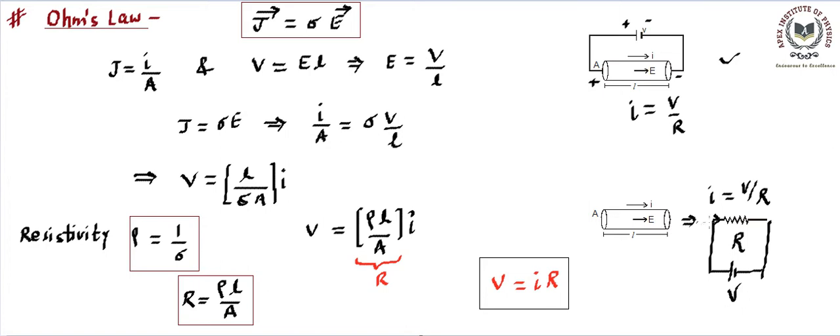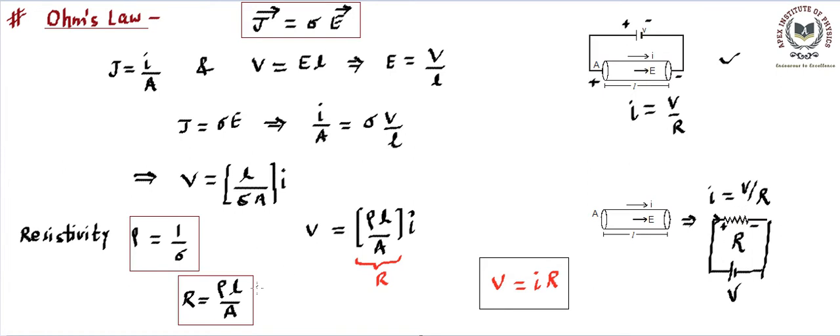So a conductor will be represented by this type of symbol, which will be known as a resistance. And if the resistance is known to us, then we can get the current through the resistance if the battery is being applied. This current is going to move from the higher terminal of the battery to the lower terminal in this way. So we will say current moves from higher potential to lower potential. This will be very, very useful in order to solve circuits.